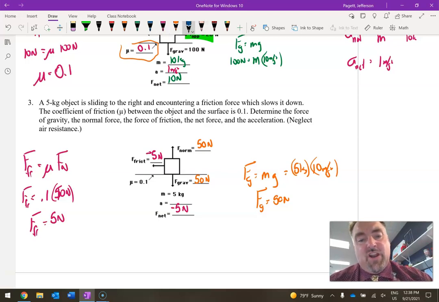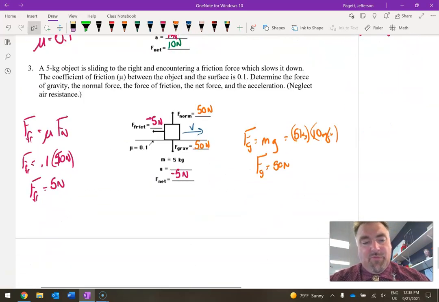This object is traveling to the right, that's its velocity, and this force is working on trying to slow it down. So technically, it's going to be negative. I probably should have put those negatives all the way up there as well.